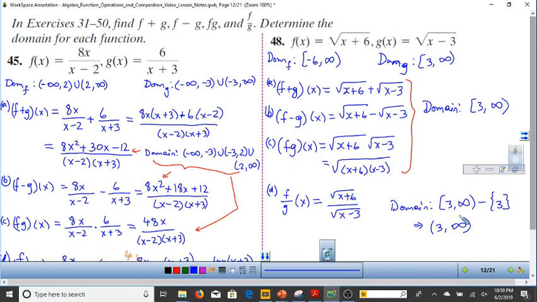Now, let's talk a little bit about composition of functions.